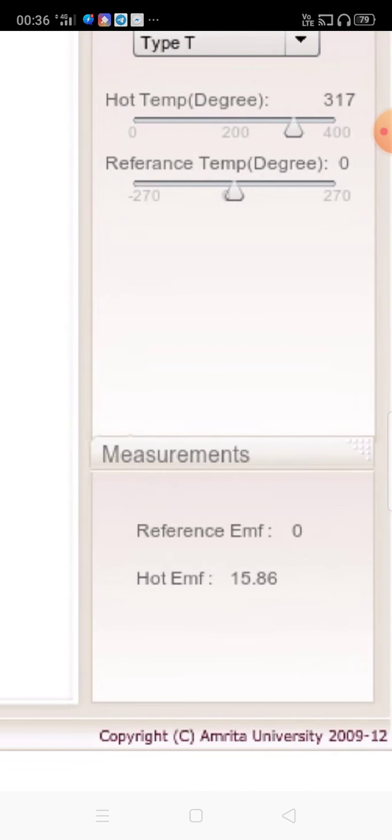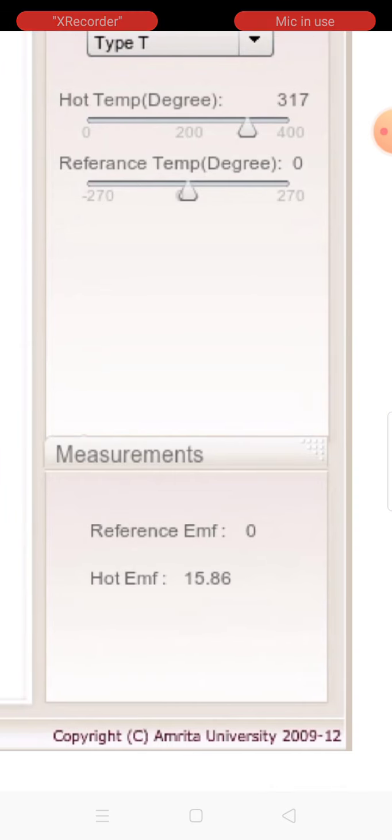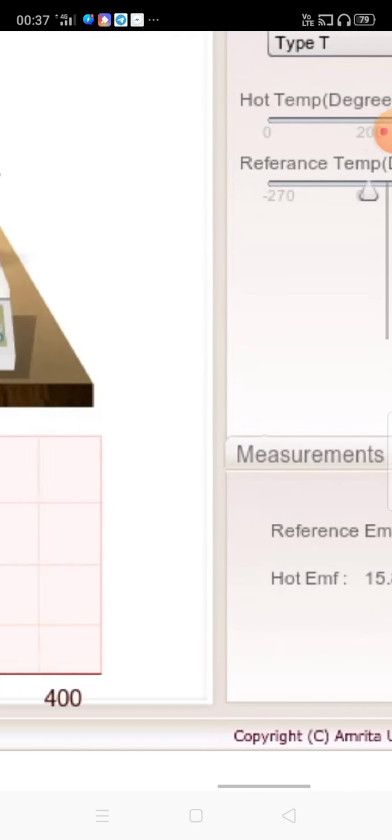Here the slider shows a maximum value you can read up to 400, and on the lower scale minus 270 to 270. So you should keep your value between them, with the reference scale towards the negative side, so that the differential potential can be more. But if you place the reference temperature on the higher side, then there will be a problem. The number of readings can be less.